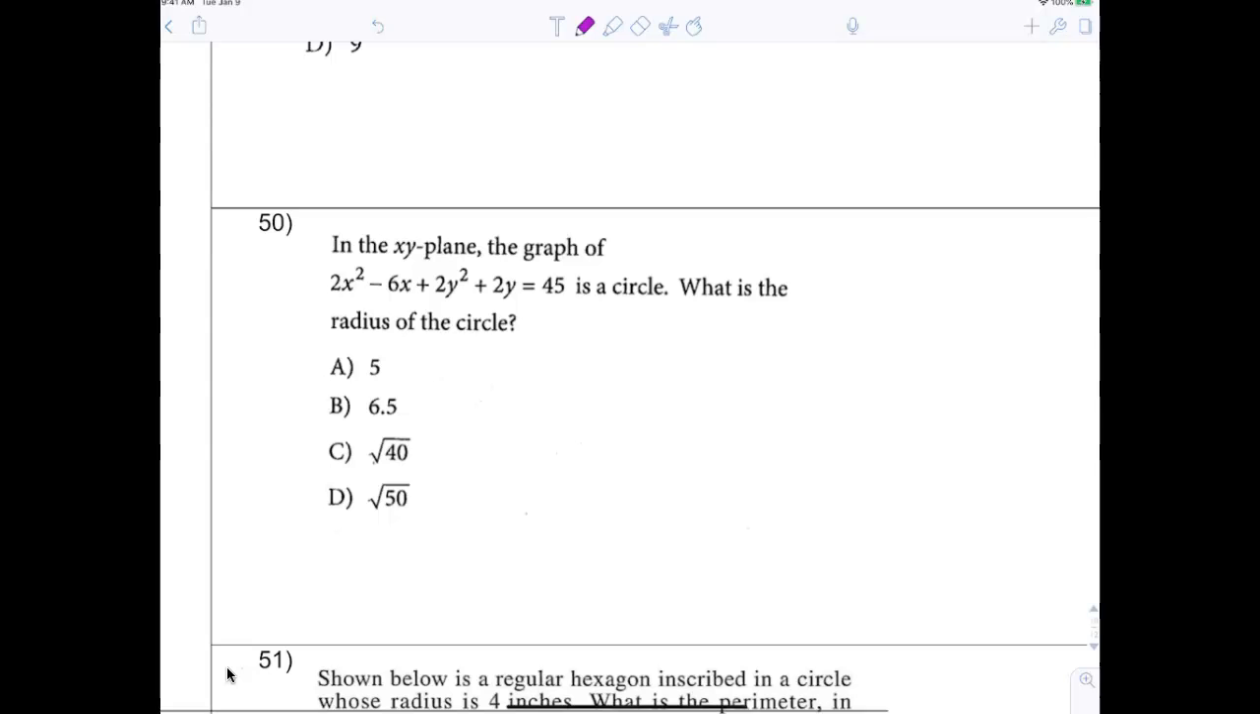Okay, number 50, what do I have to do first? Divide everything through by what? You have to divide everything through by 2.